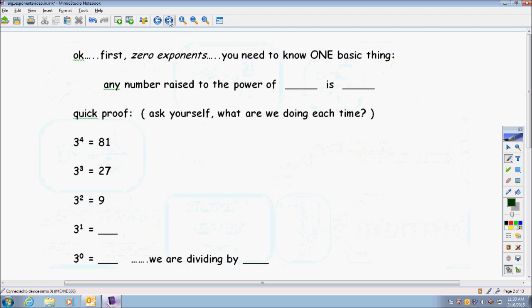Okay, exponents. We'll first start off, I know many of you were here when we did this, with the SOLs, and sometimes we came to class a little tired, so you might want to go over this one more time. So here it is. First of all, zero exponents.